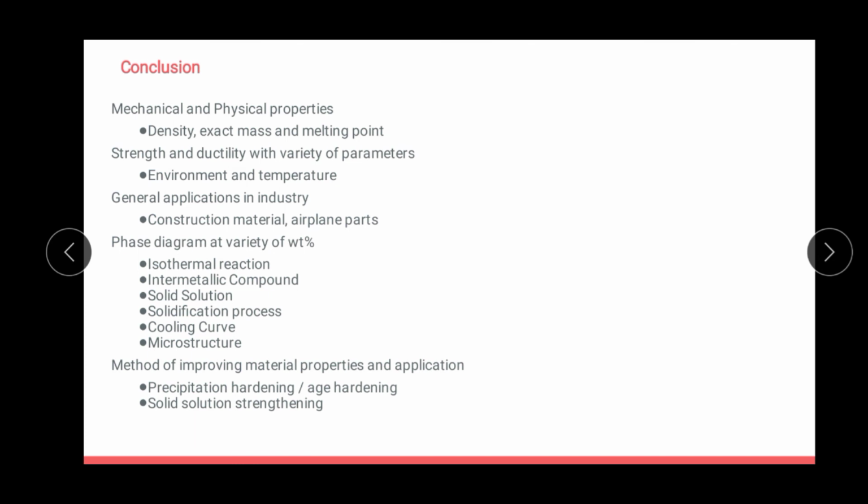We have also explained briefly about the phase diagram of various weight percentages and the intermetallic compound, solid solution, solidification process, cooling curve, and microstructure. There are also two methods of improving material properties and applications that were explained in this video, such as precipitation hardening or age hardening, and also solid solution strengthening.